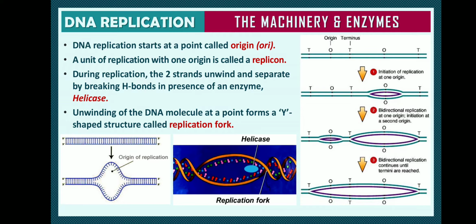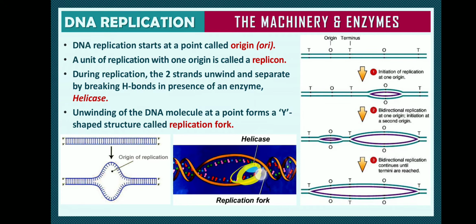A unit of replication with one origin is called a replicon. So with one origin, the unit of replication is called a replicon. During replication, the two strands unwind and separate. That is, the double-stranded DNA gets separated and forms single strands, by breaking hydrogen bonds in the presence of an enzyme called helicase, students.